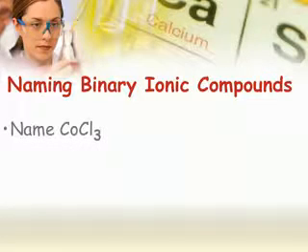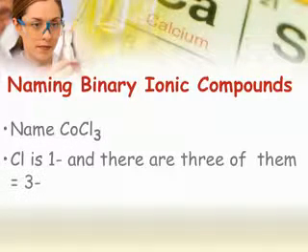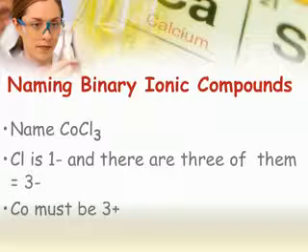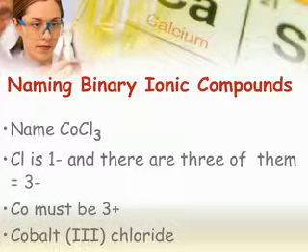Okay? Try this one. Chloride is 1 negative. There's 3 of them, therefore there's a minus 3 charge. Therefore, cobalt itself has to be 3 plus, so we name it cobalt(III) chloride.